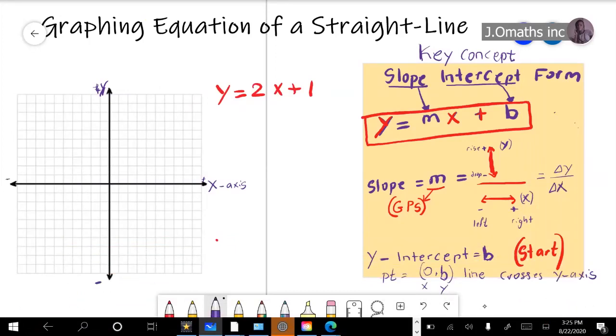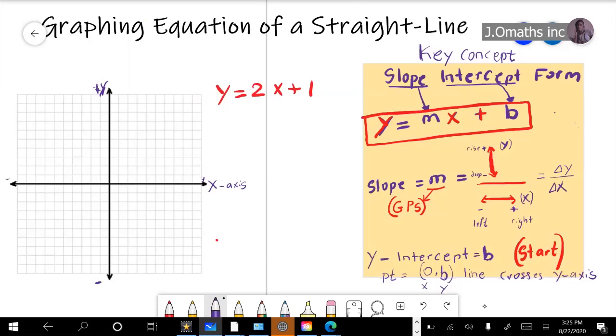The y is vertical, which is when it's positive, we rise, and when it's negative, we drop. While the x is horizontal. When it's positive, we go to the right, and when it's negative, we go to the left. So the slope is just like the GPS. It tells us the direction to go.